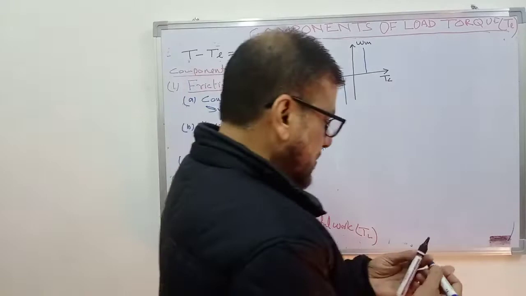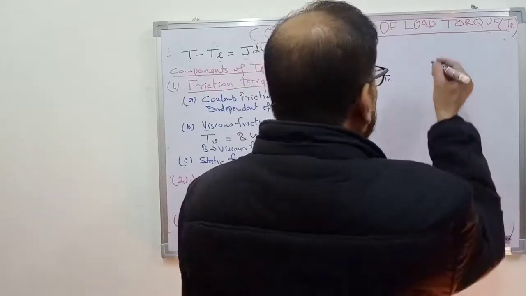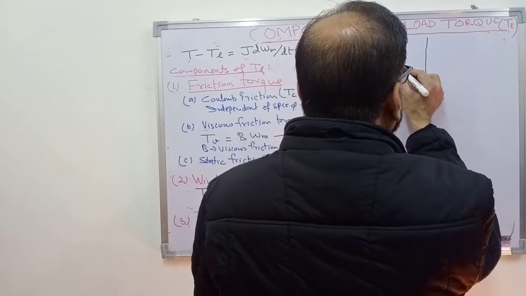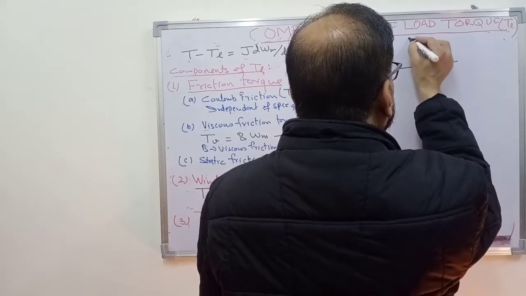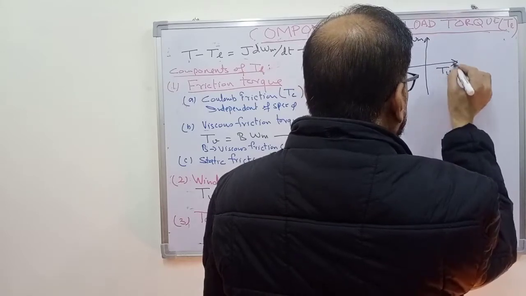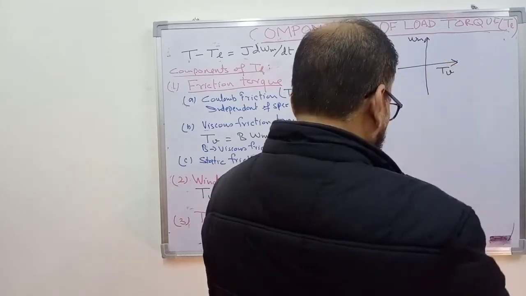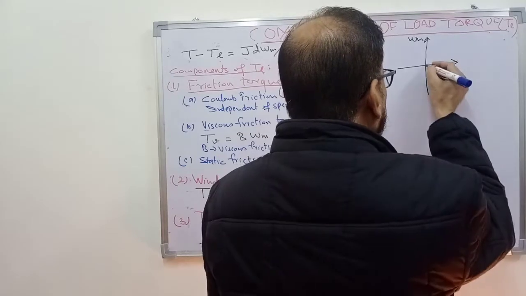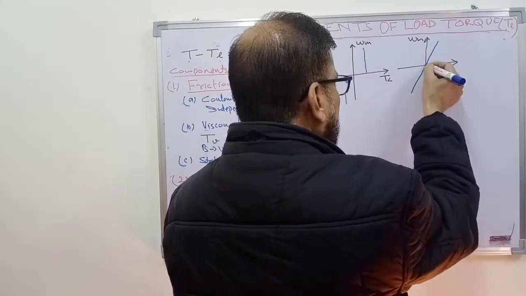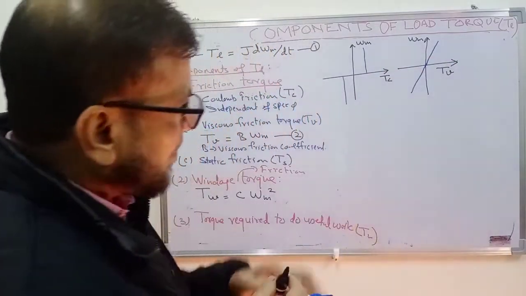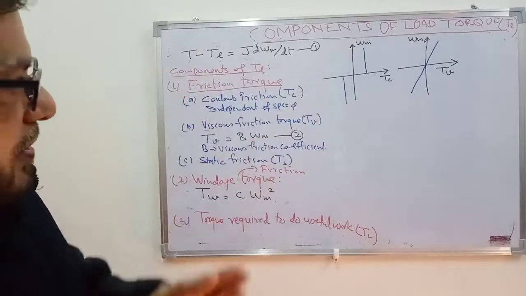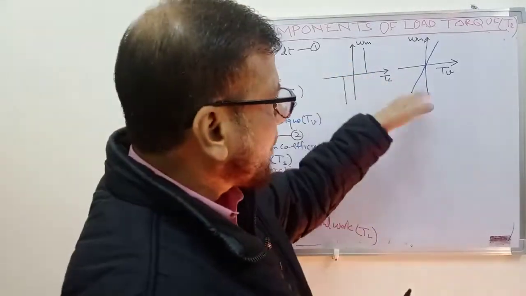So as you see, it is linearly dependent on the speed. If I show it on the graph, it will be somewhat like this. Speed, viscous friction torque, so it will be linearly depending on speed like this. At zero speed, torque is zero. For positive speed, the torque increases linearly and it remains positive. For negative speed, it will become negative.